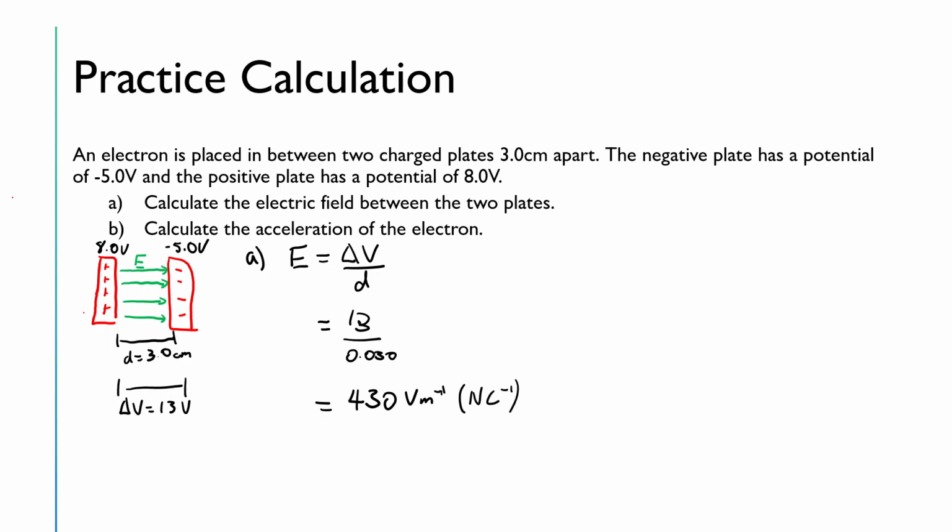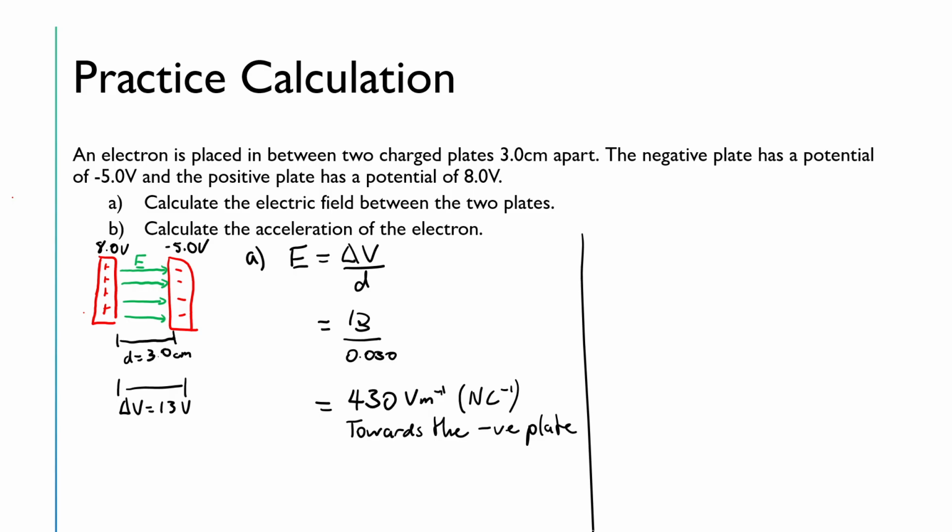Now, what's important here is to also describe the direction of the electric field, because we haven't really been given any points of reference within the question itself. Rather than giving an up, down, left, right, north, south, east, west kind of direction, the best way to describe the direction here would be towards the negative plate. And there we go, part A is done.